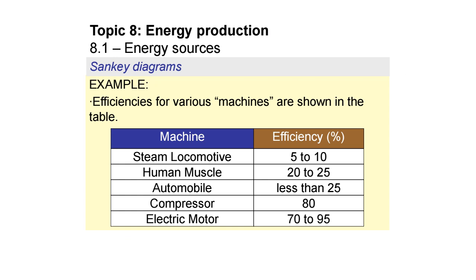Efficiency rates in mechanical systems are actually pretty poor. If we look at a steam train, 5 to 10% efficient. That means that up to 95% of all the energy that you put into a steam train is lost as heat. Human muscle, 20 to 25%, so we're pretty rubbish as well. And your average car, less than 25%.